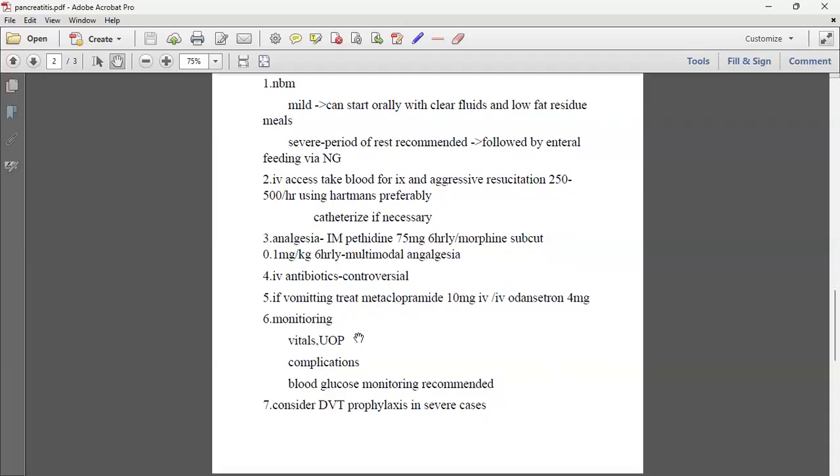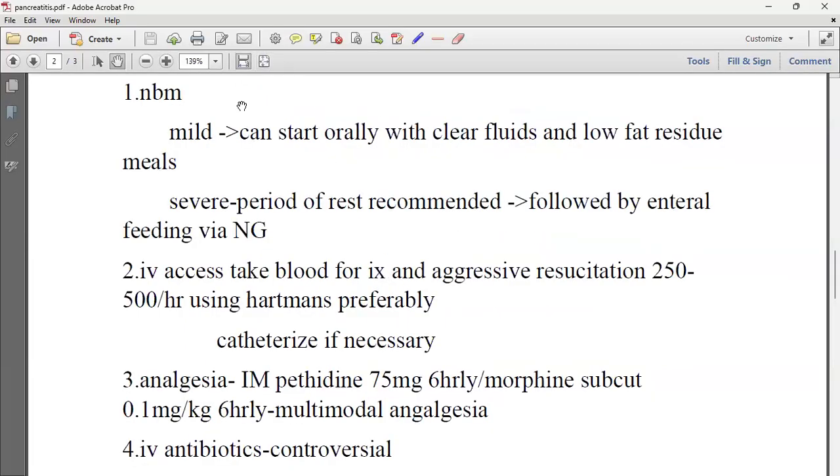When it comes to monitoring, the vitals and urine output are important, because the patient can go into shock. Monitor for complications like pseudocyst formation, necrosis, abscess, fistula formation. Clinically you have to look for abdominal pain, guarding, rigidity, things like that. Blood glucose monitoring is also recommended. And in severe cases, DVT prophylaxis is also indicated.